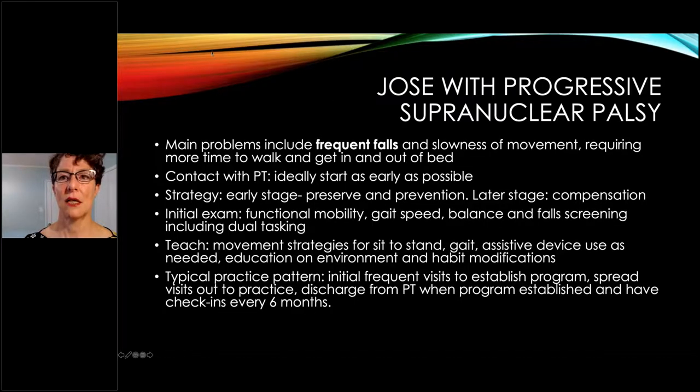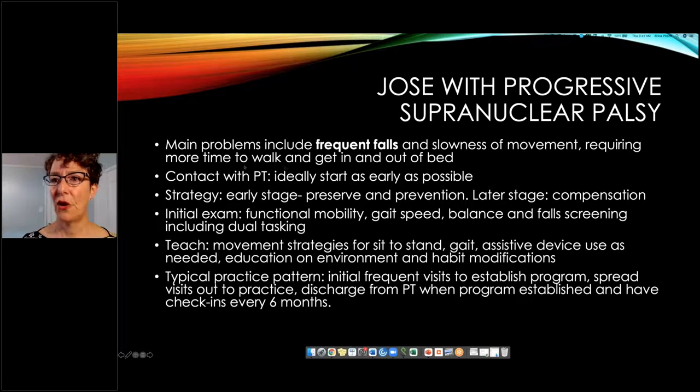Okay, so lastly, let's talk about Jose with progressive supranuclear palsy. His main problems were frequent falls and slowness of movement, so more time to walk and get in and out of bed. Ideally he'd start as early as possible, so we're working on preserve and prevent early on. Later stage, it would be more compensatory strategies.